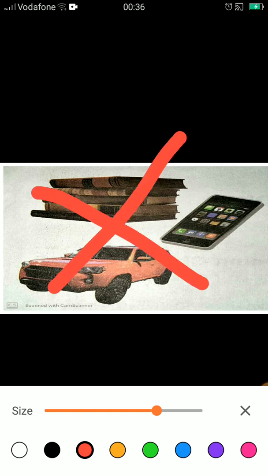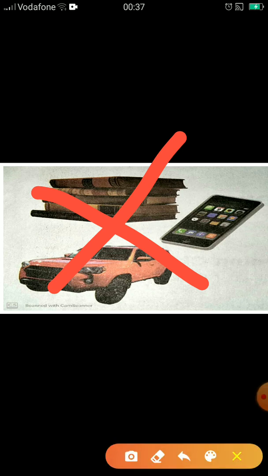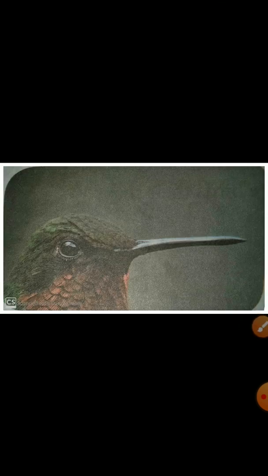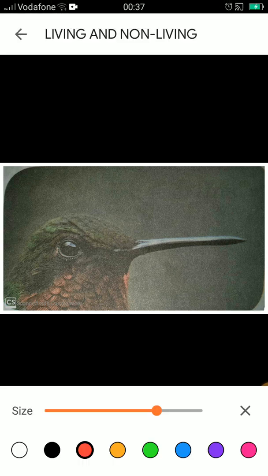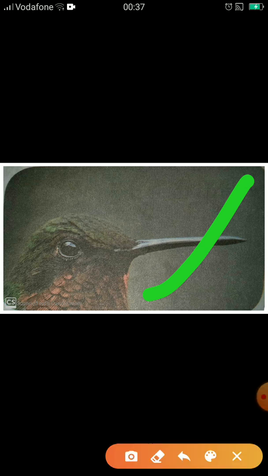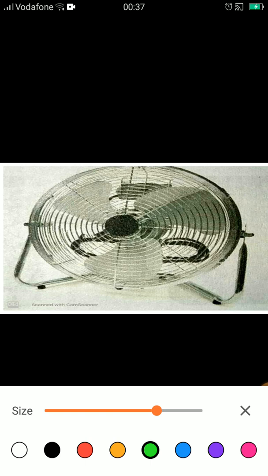Right, they are non-living things. Now, have a look at the next picture. So, what is this? Is it a living or non-living thing? Right, that's a living thing. It's a bird. Now, have a look at the next picture. So, what do you think? Is it a living or non-living thing? Right, that's a non-living thing.